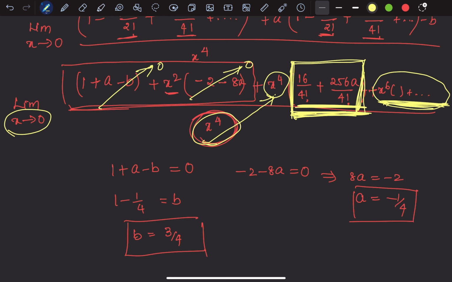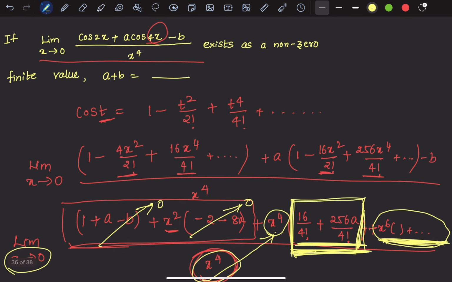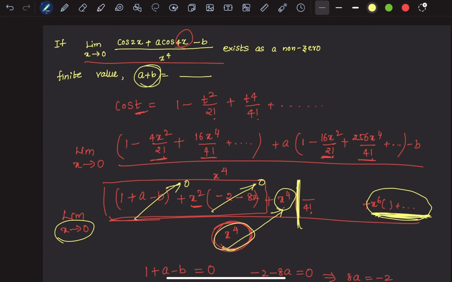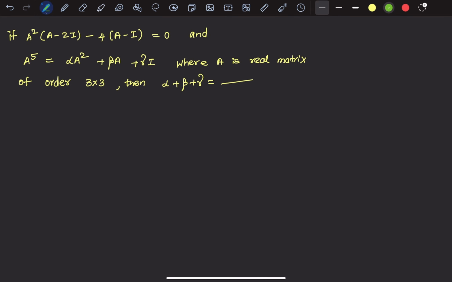So in this question, if they ask you to write the value of the limit instead of a plus b, you should be writing this particular value. Alright, the next question. This question is from the topic matrices. You have this given: A square multiplied by A minus 2I, minus 4 multiplied by A minus I is a 0 matrix. Then you have to find out A to the power 5.